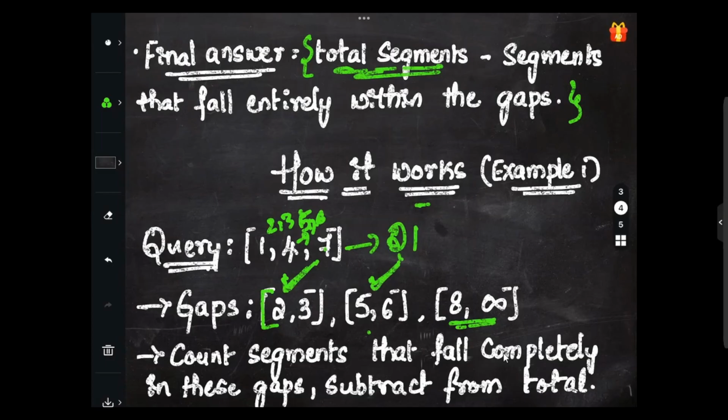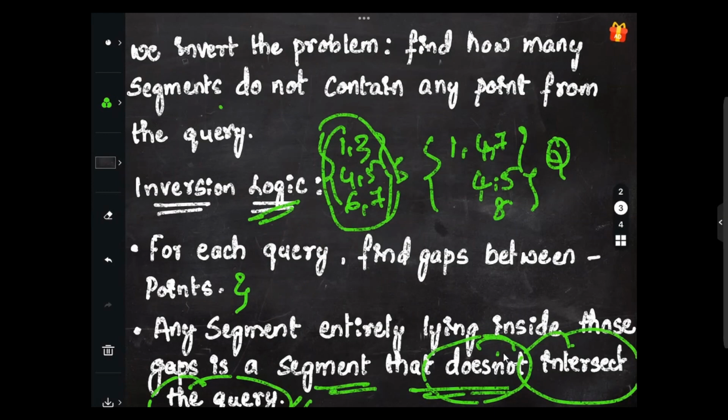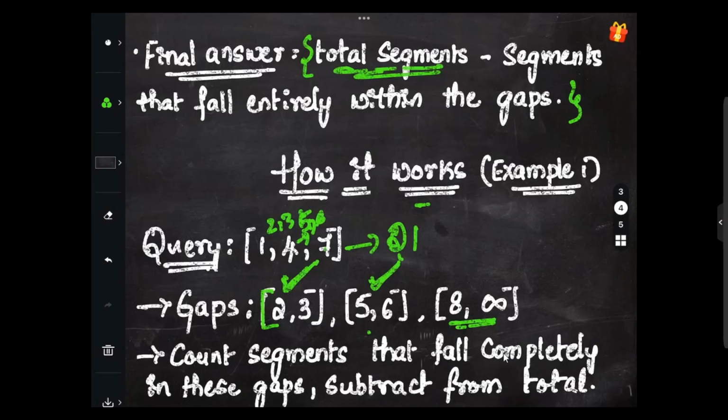After 7 we will be considering the next number, because see here, we have the number 8 within the query, so it ends at 8. We are considering only the first query here. Within this query we don't have the number 8, so 8 comma infinity will be considered. So these are the gaps basically.